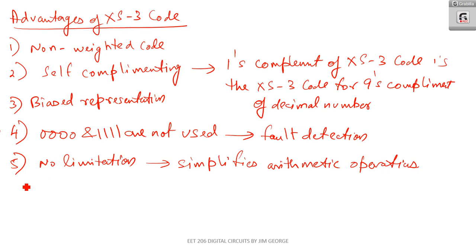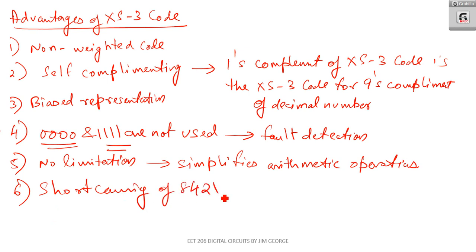Sixth one. See, what is the drawback of this 8421 code? You will get 0000 and 1111. That fault detection was not possible using 8421 code. So here that shortcoming of 8421 code is taken care of. So these are the 6 advantages of XS3 code.